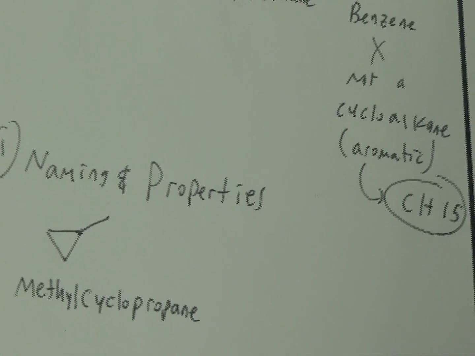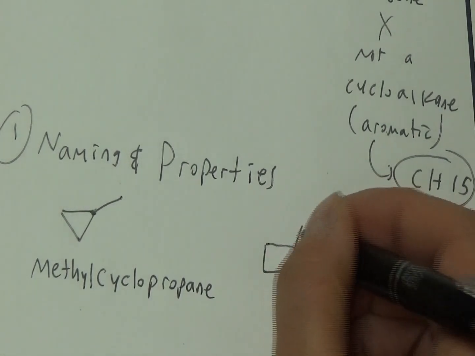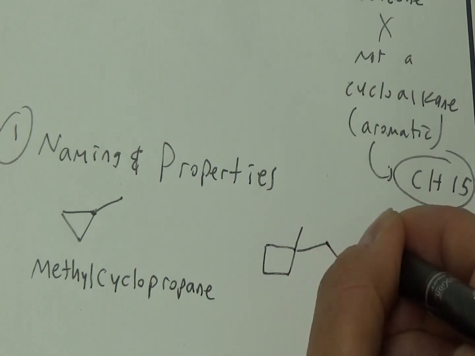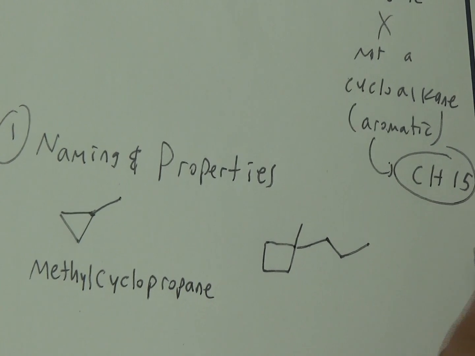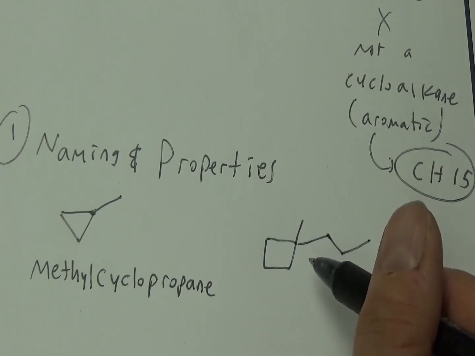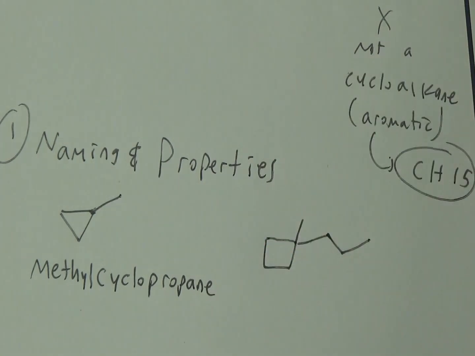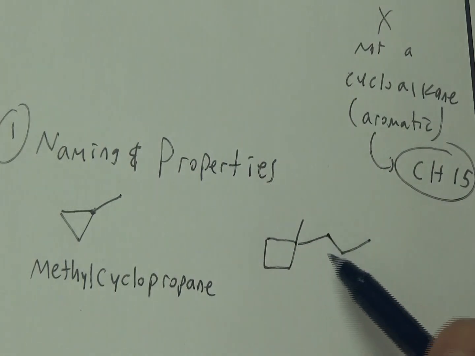Methyl cyclopropane. Okay, what do you think this molecule is going to be called? It's something cyclobutane. And the way we do this, we have to identify where those two things are, a methyl and a propyl, right?